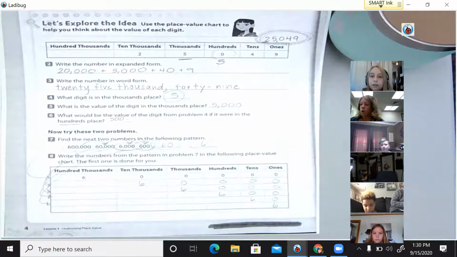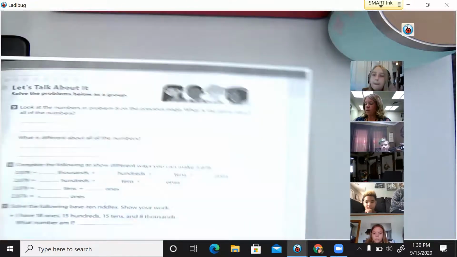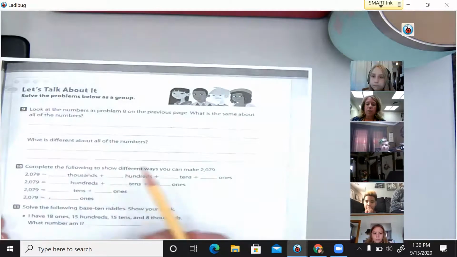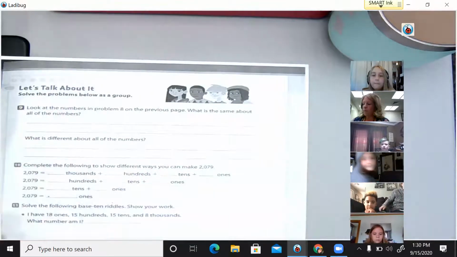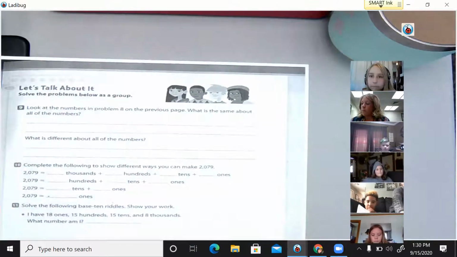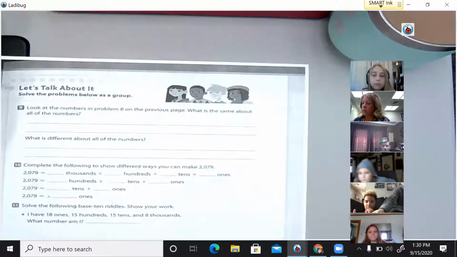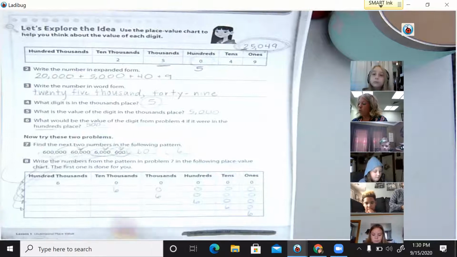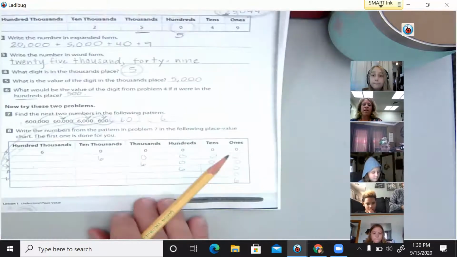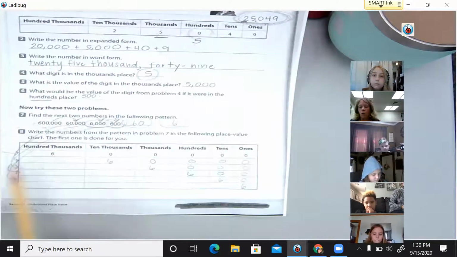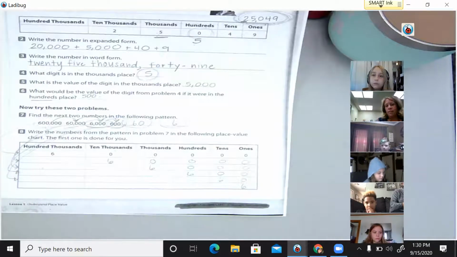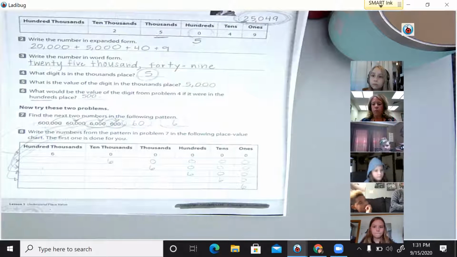You are correct. So now, back here, we need to do some thinking. I'm going to read these questions, but I'm going to leave the chart up for those of you who don't have one at home. Number 9 asks you to look at the problems in number 8. We want to think of one thing that is the same about all of these numbers and one thing that is different. I'm going to give you 1 minute to work.